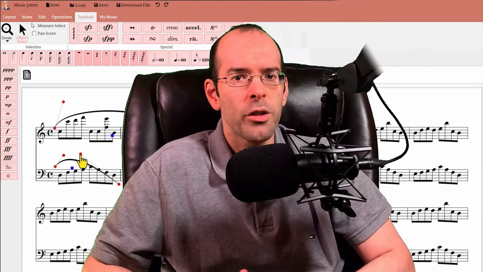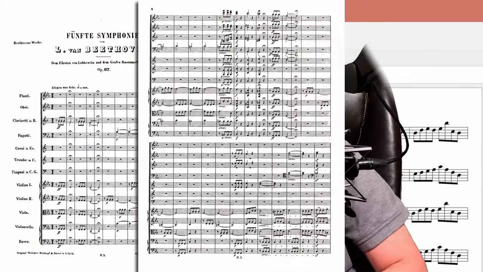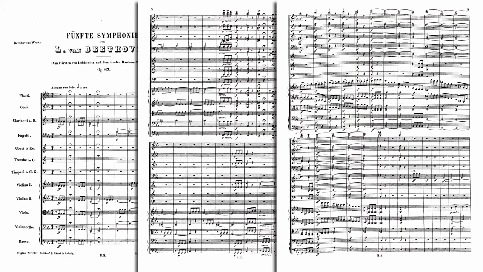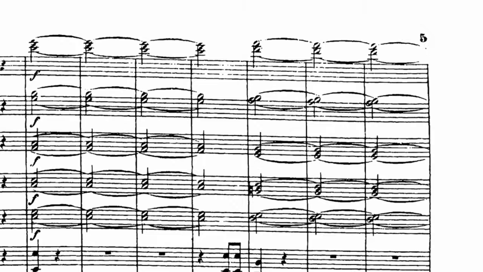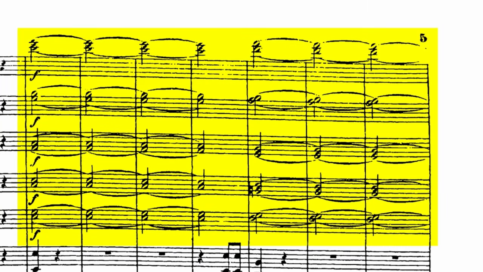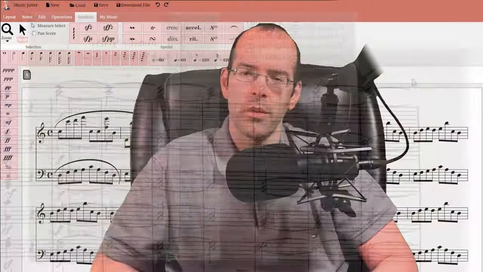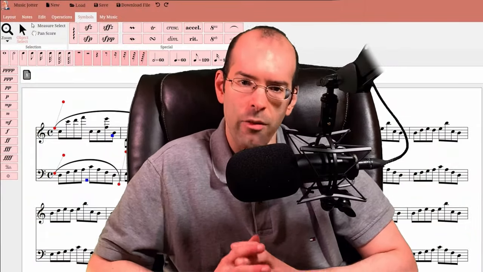But if you look at the first 3 pages of Beethoven's Fifth, you're not going to see a single slur. Also, I don't want you to confuse these ties for slurs. A tie simply extends the duration of a note, and you can easily pick out a tie if the notes have the same pitch. But what does it mean to not have any slurs?